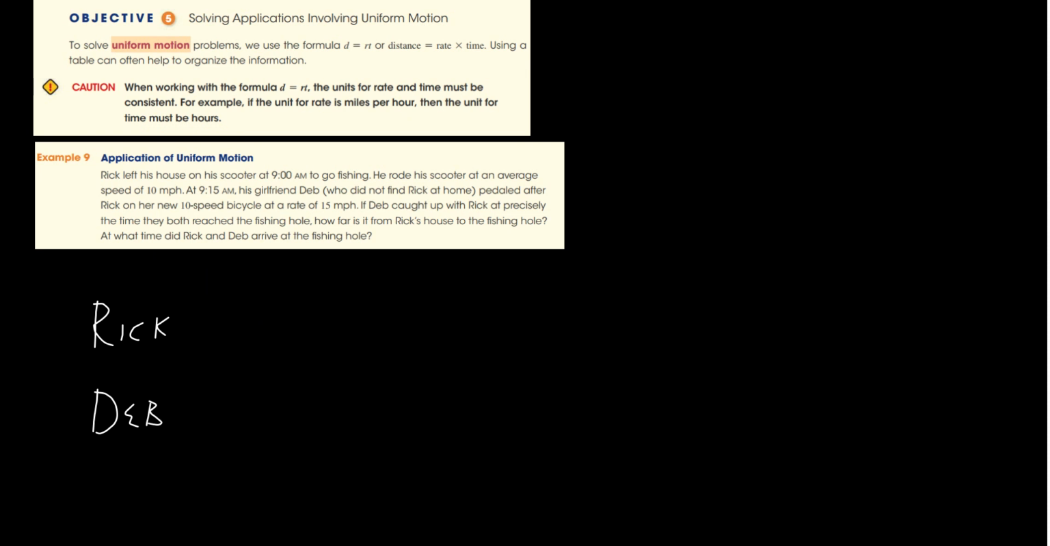Okay, so we have our formula. This is going to be an application of uniform motion: distance equals rate times time. That's something that you are going to be using quite a lot, and you need to be able to identify it whenever you see it. It's really easy to tell because you're going to have distances in the problem, and a rate and of course a time. So we'll do rate times time, that's equal to distance.